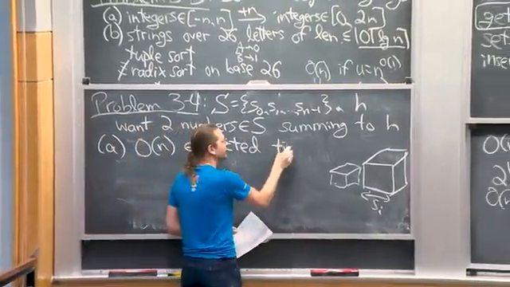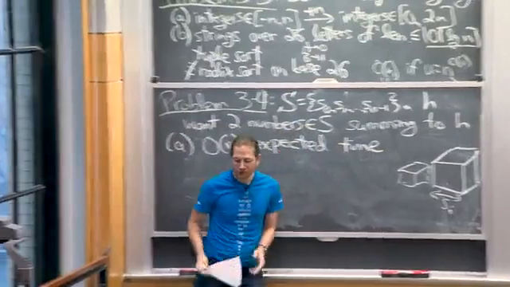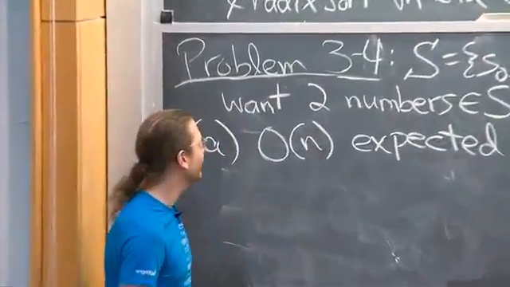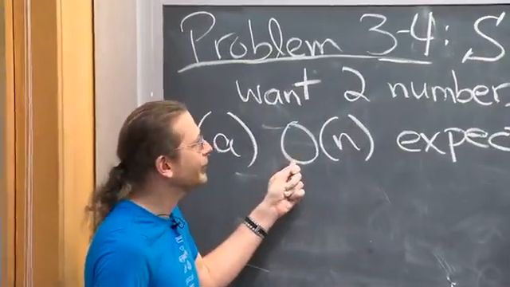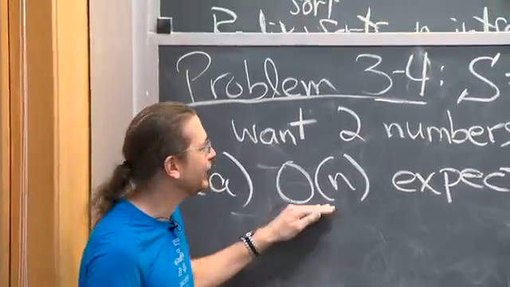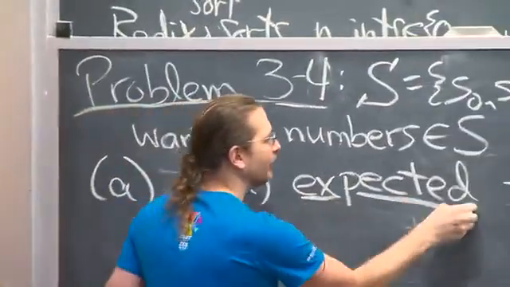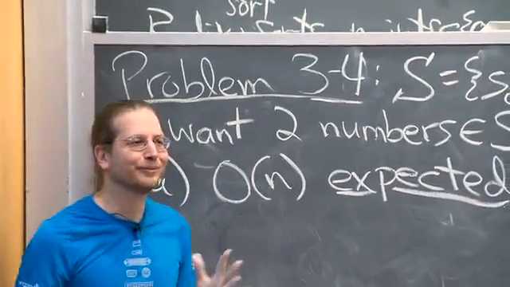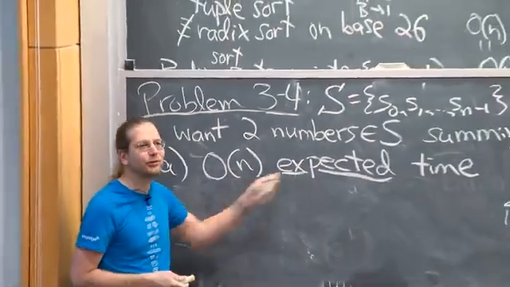That's what the problem says. So what do we know? Well, linear time, can't get much faster than that because we need that just to read the input. Expected time, hashing. Right? We're told, basically, we should use hashing.